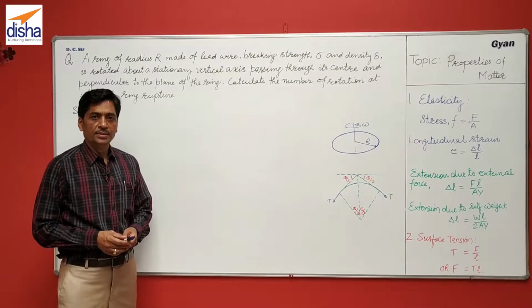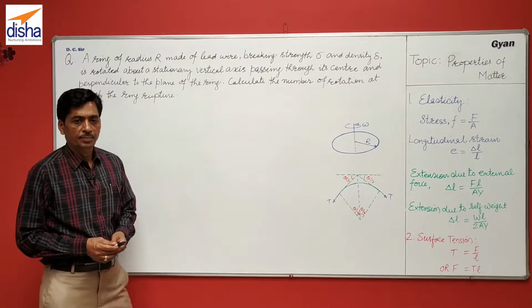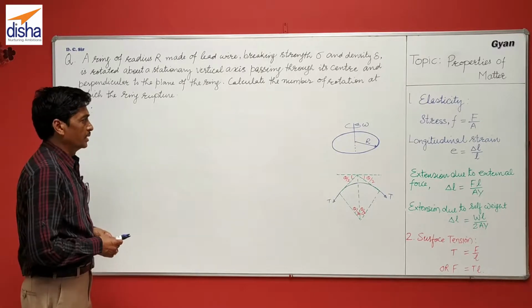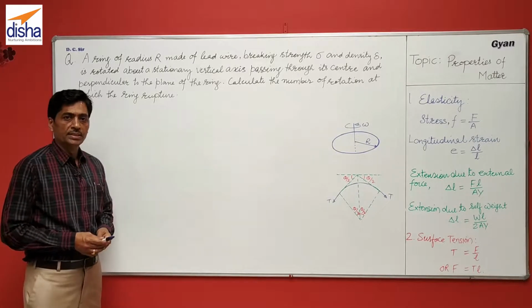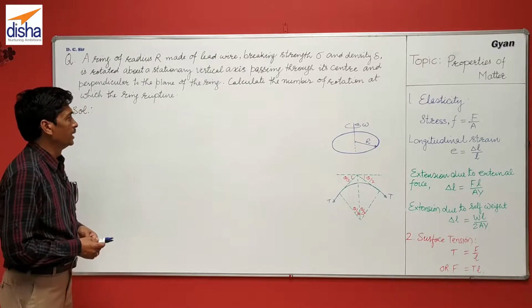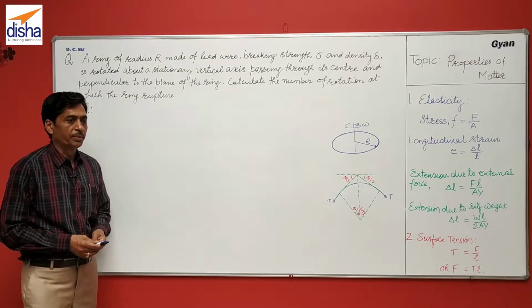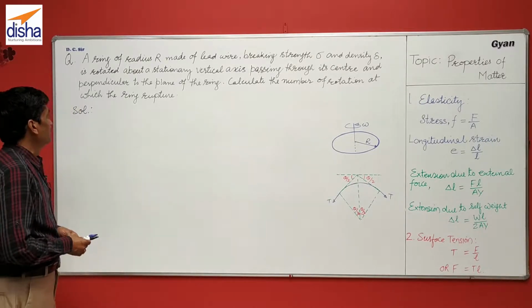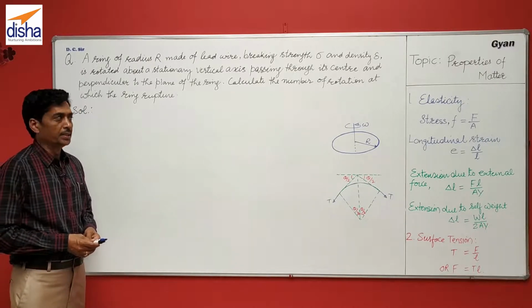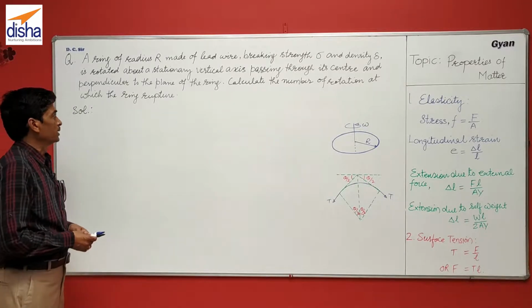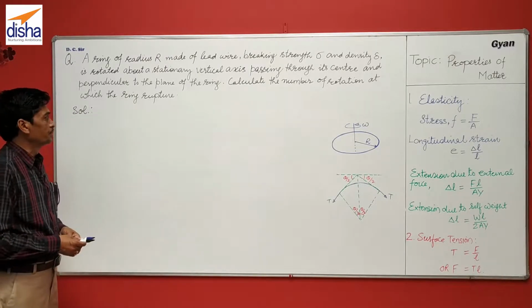Student, I am going to discuss a problem of elasticity. The problem is: a ring of radius r made of lead wire of breaking stress sigma and density delta is rotated about a stationary vertical axis passing through the center and perpendicular to the plane of the ring. Calculate the number of rotations at which the ring ruptures.